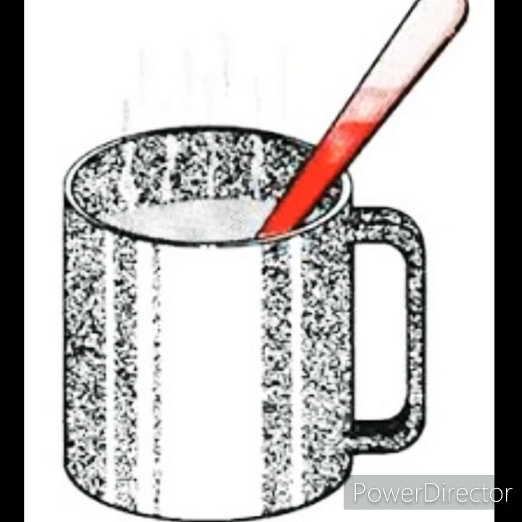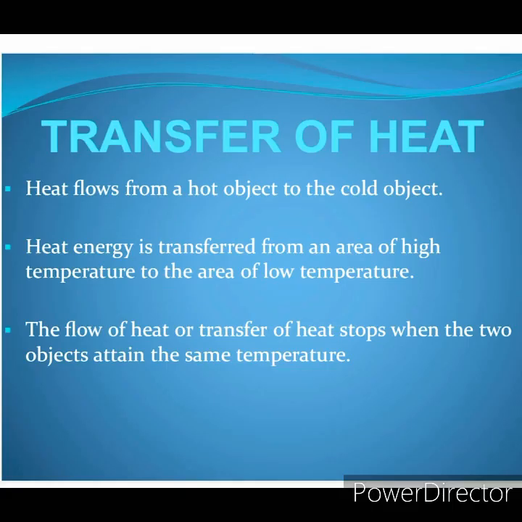Some of the heat contained in the hot tea has been transferred to the spoon which is placed in it. Heat moves from the hot tea to the cold spoon. So heat flows from a hot object to a cold object. The flow of heat, or the transfer of heat, stops when the two objects attain the same temperature.